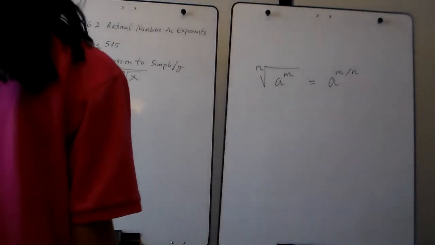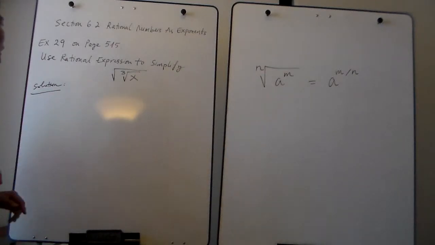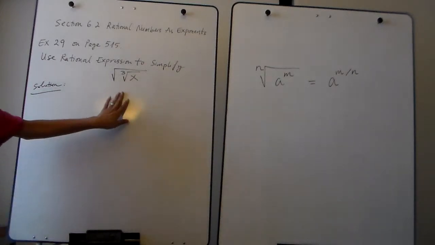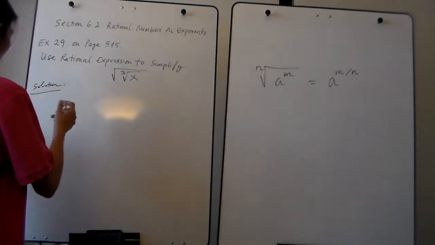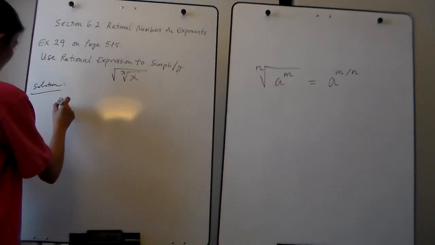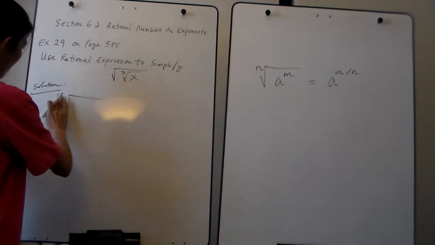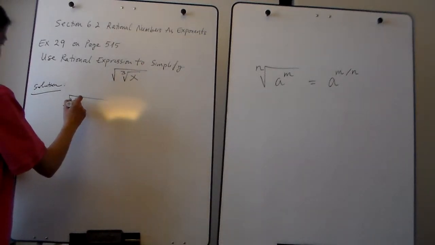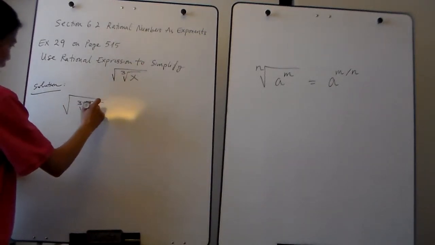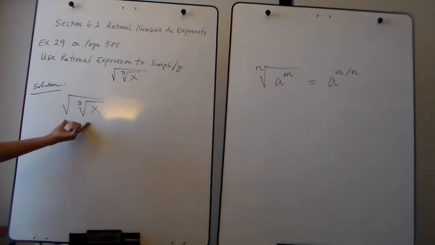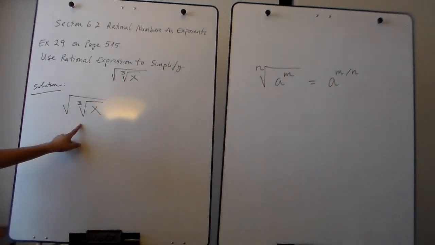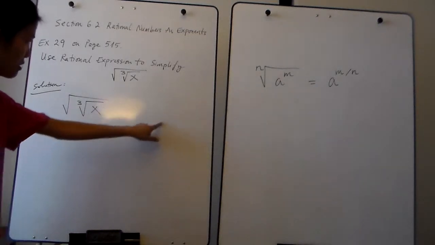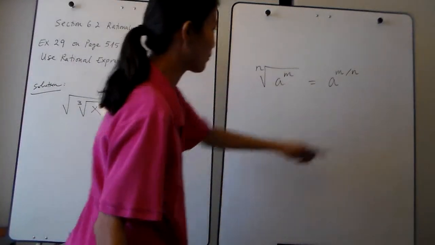Example 29 on page 515. Use rational expression to simplify. So, rewriting the original radical, we have the square root of the cube root of x. So we have two cube roots here, one inside another. To simplify this, we need to convert this to the exponent expression, which is this one.